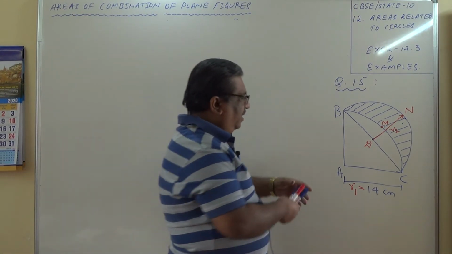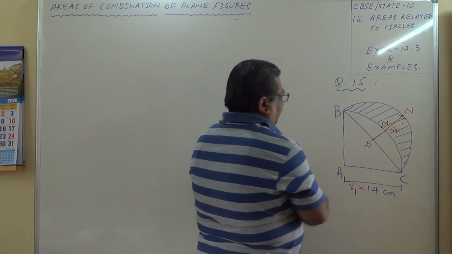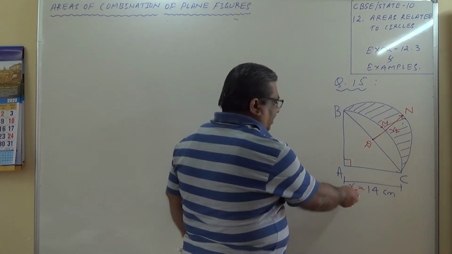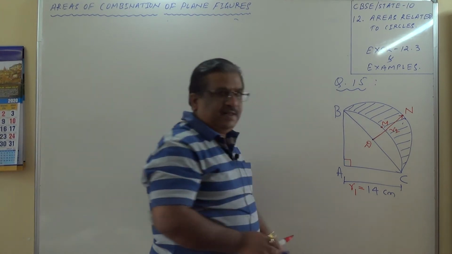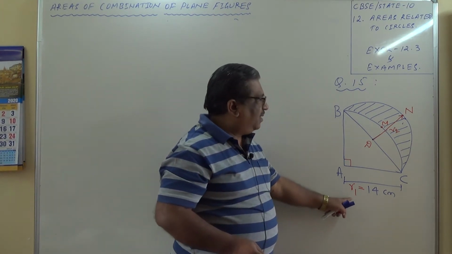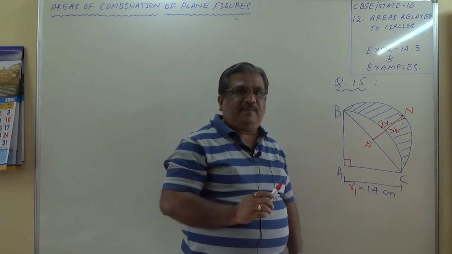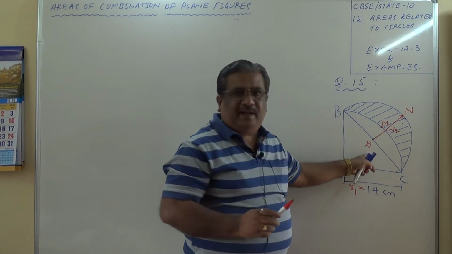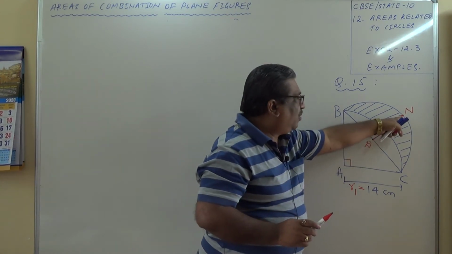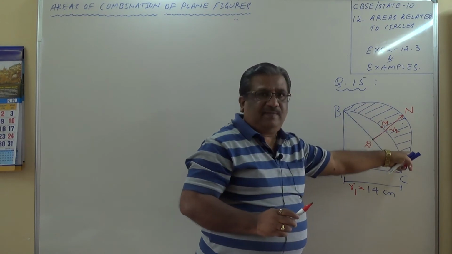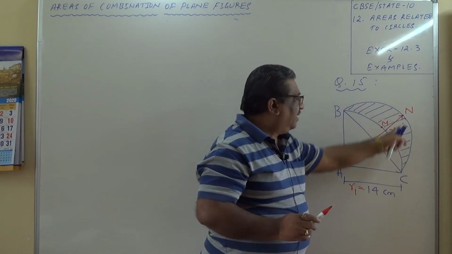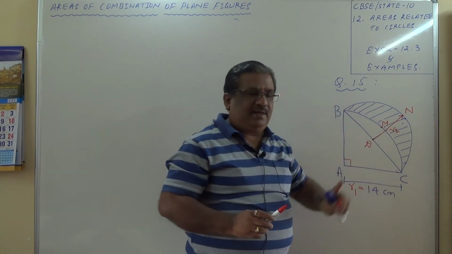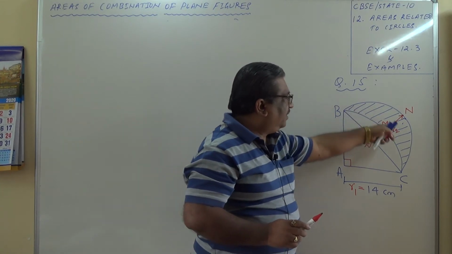So this is the diagram here. This is a quadrant ABC. ABC is a quadrant. Radius, let me name that as R1 equals 14 centimeter here. One more radius I am considering here, that is marking the midpoint of BC as D, and mark one more point N on this outer semicircle. So DN is the radius of semicircle BNC. Is it clear? Now how do you find out the area of this shaded region?